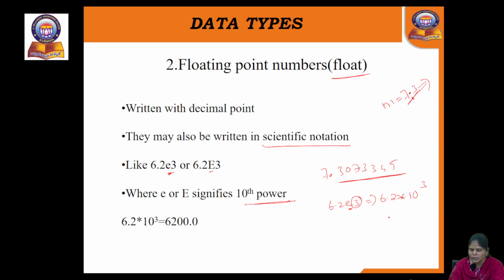Now what will be the output here? 6200 will be the output. For example, if I have 6.26E4, then 6.26 into 10 power of 4 will be the output. This is how it will internally convert. Every scientific notation is internally converted using the power of 10, right? So this is the notation of floating values or floating point numbers in Python.